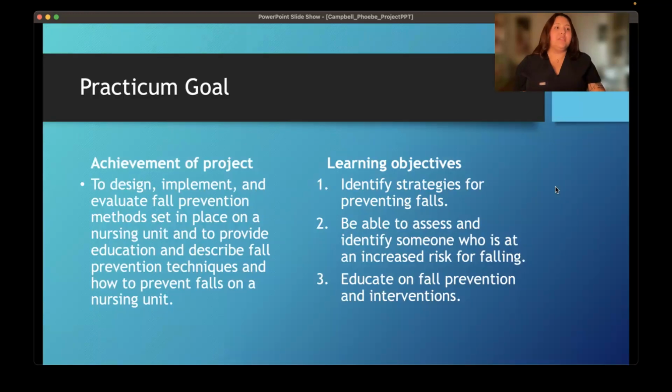The goal of this presentation is to design, implement, and evaluate fall prevention methods set in place on the nursing unit, and also describe fall prevention techniques and ways we can prevent falls on the nursing unit. The three learning objectives are to be able to identify strategies to help prevent falls, being able to assess and identify someone who has an increased risk for falling, and provide education and fall prevention interventions.